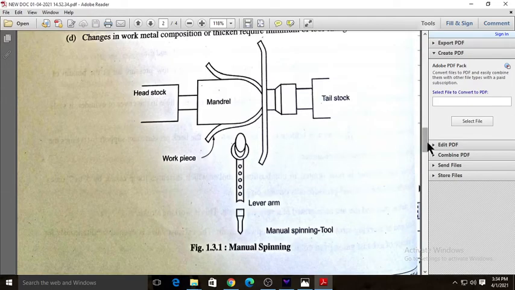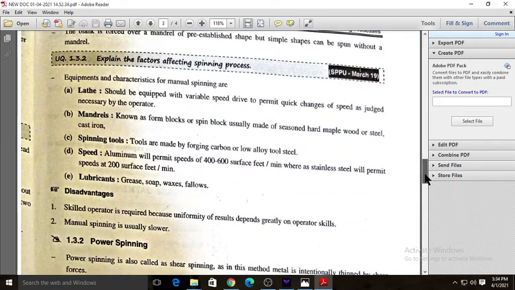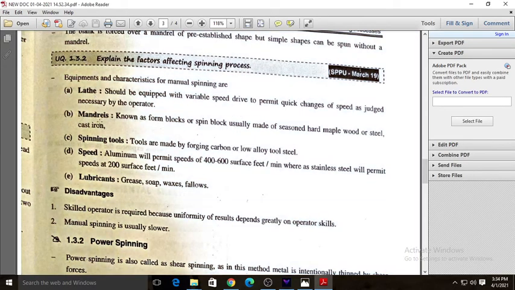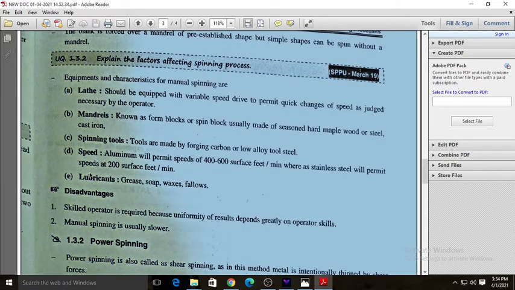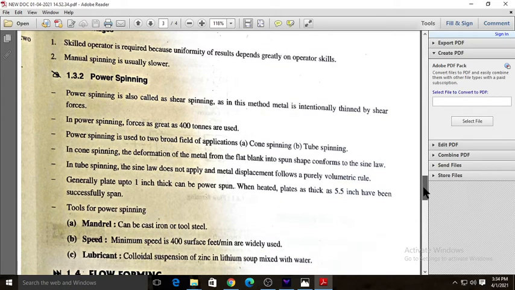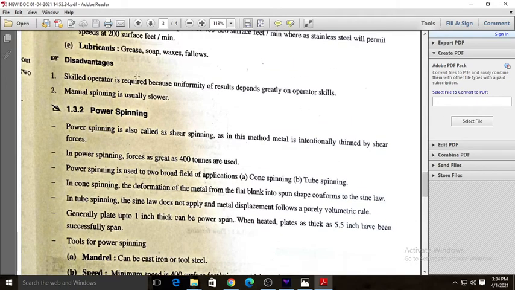The diagram is already explained. The various factors which affect metal spinning are which lathe machine we are going to use, the mandrels we are going to use in this process, then spinning tools. The speed of the rotating mandrel is an important characteristic in the metal spinning process. Then the disadvantage is that a skilled operator is required. You see here the operator's work is skilled. So the main disadvantage is that we need a skilled operator.